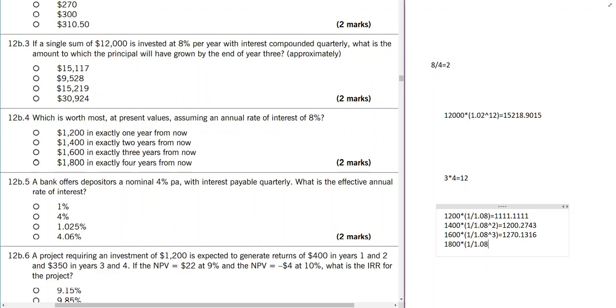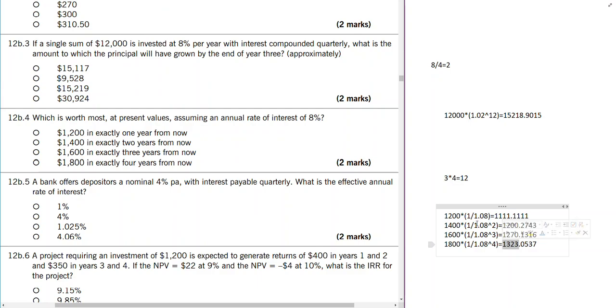Then we have the fourth year. You can see that 1,800 is a big amount as well. Even though it is received in the fourth year, the value decreases, but it is still more than all the other options.